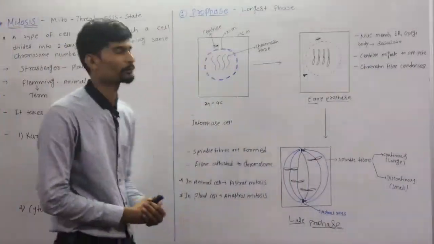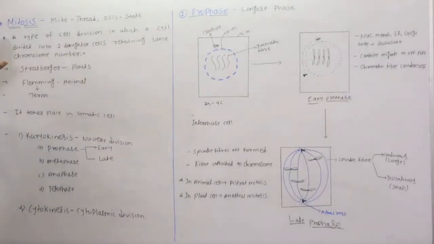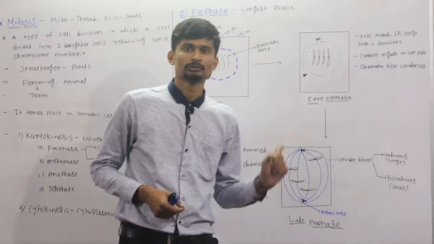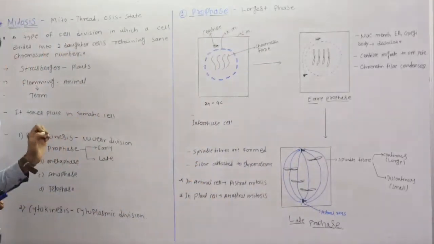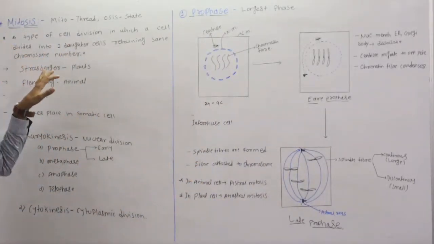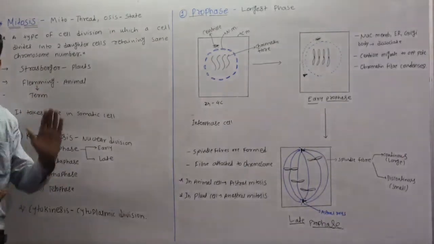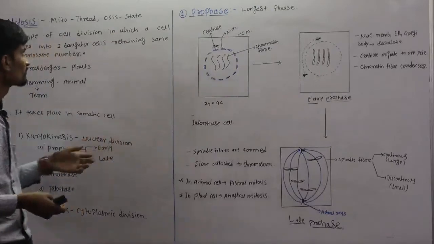Hello friends, our today's topic is the mitosis division. We have seen the interphase in the last lecture, so now we have to study the mitosis. Basically, the mitosis has four substages, that is prophase, metaphase, anaphase and telophase. So we will see one by one.